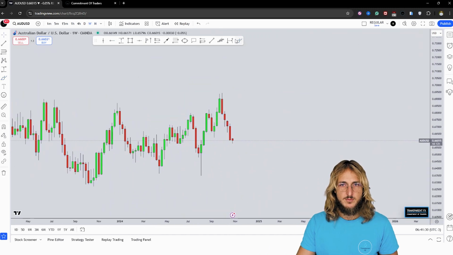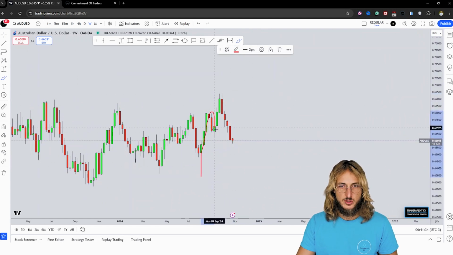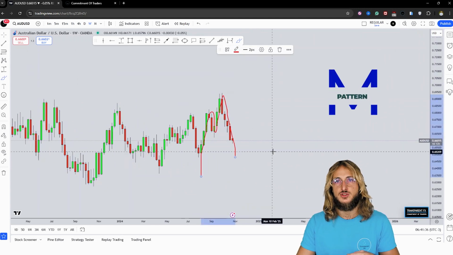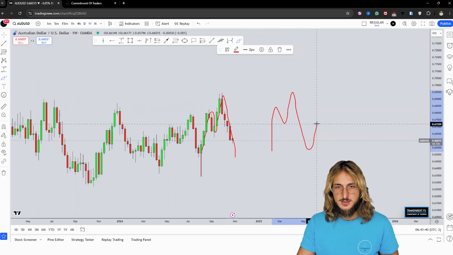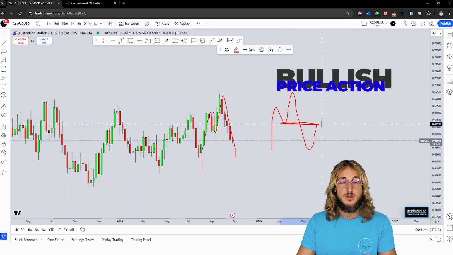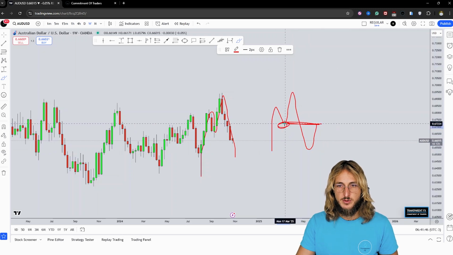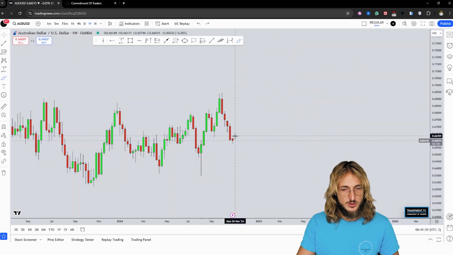Now, from a weekly standpoint, what we can notice is that in creating this push to the downside, the market has also created an M pattern. And in general, after the creation of an M pattern, what you would naturally expect is for the market to create a potential rejection higher, for the market to go and complete the M pattern at the neckline. So at the previous support turned resistance from a weekly standpoint.